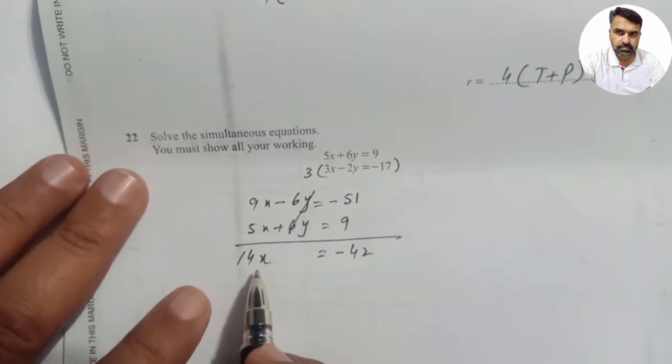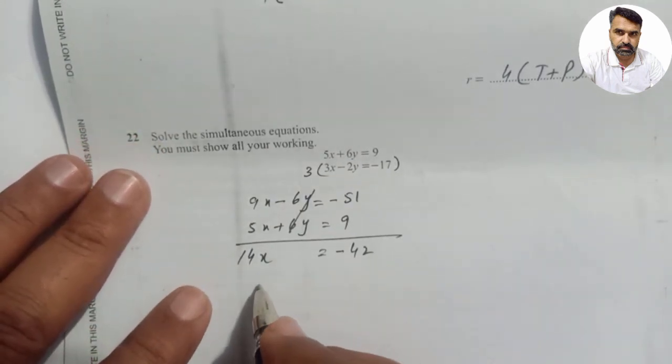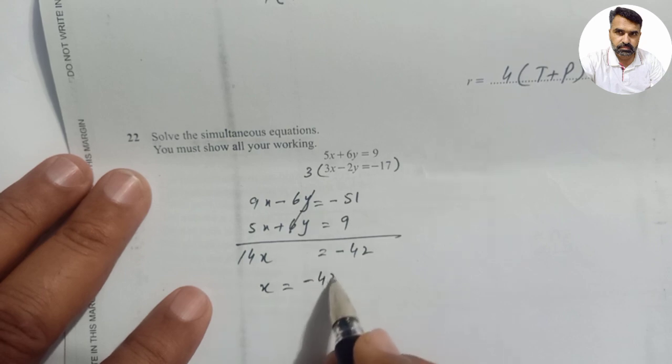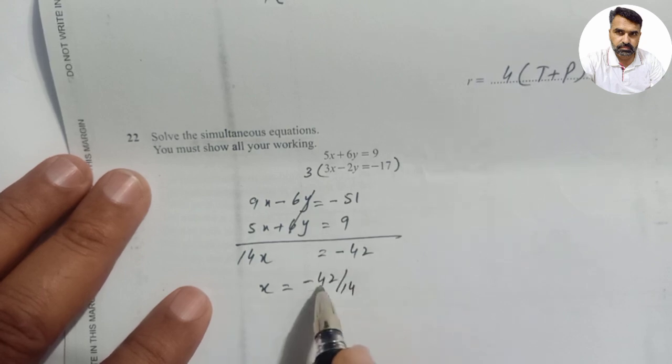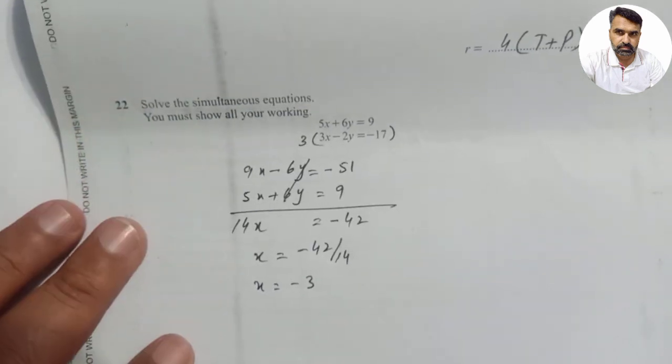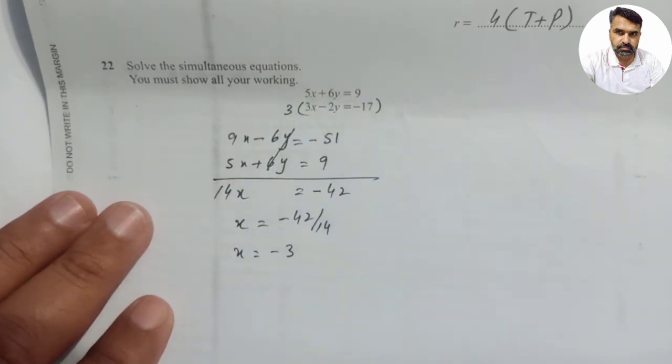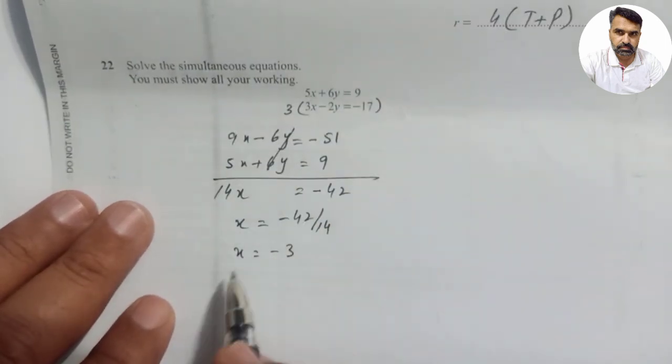And 14 is multiplying. When we transfer it to the other side, it will divide, and x will be minus 42 divided by 14, and when we divide 42 by 14, the value of x will become minus 3. Now students, we will put this value in any of the equations. I am going to put the value of x in equation number 1.